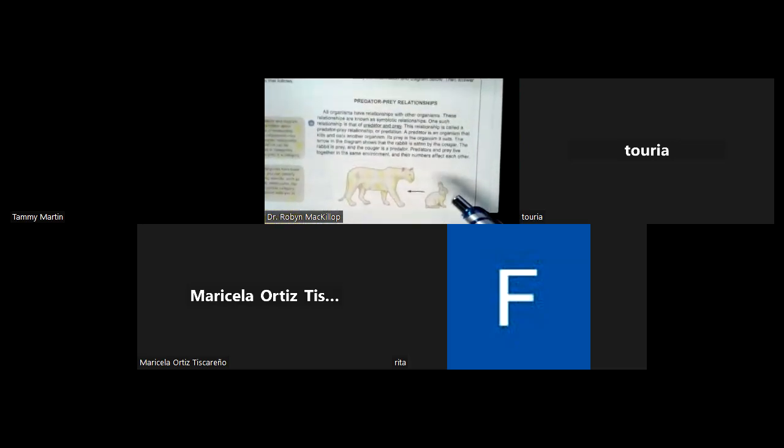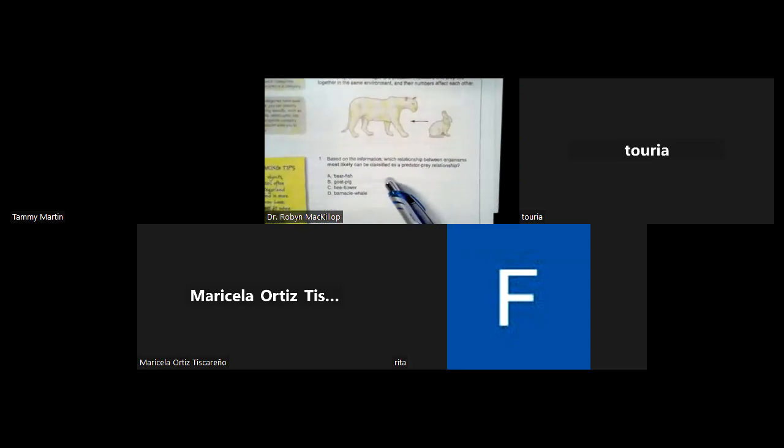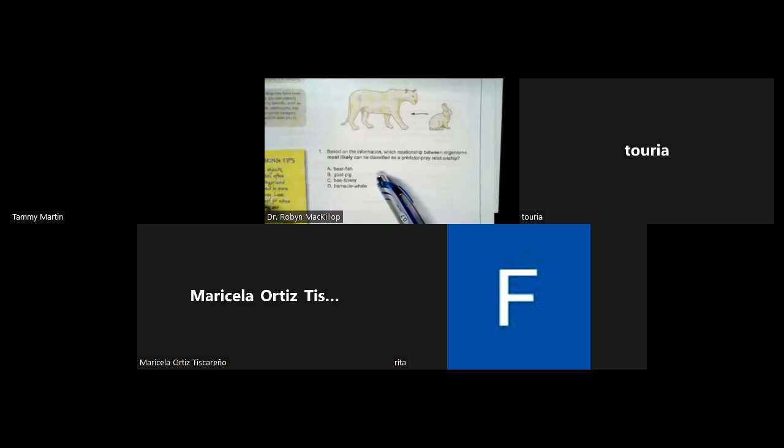All right, this is a predator-prey relationship. We're not going to read unless we have to. And we might have to, but based on the information, which relationship between organisms most likely can be classified as a predator-prey relationship? So one eats the other. Would it be a bear and fish, goat and pig, bee and flower, barnacle and whale? A. Yeah, the bear eats the fish. Goats do not eat pigs and vice versa. Doesn't happen.